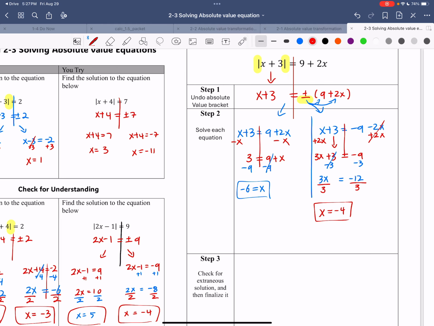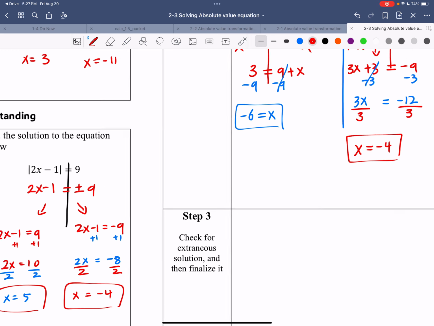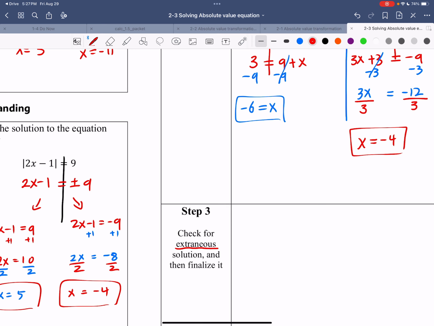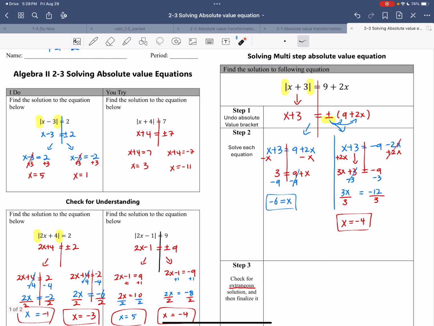Now, the only problem is you have to check for extraneous solutions and then finalize it. What I mean by extraneous solution is a fake answer. So these two answers look like they are answers, but they may not be. What we have to do is check whether each is correct or not, so you're going to use the original equation.